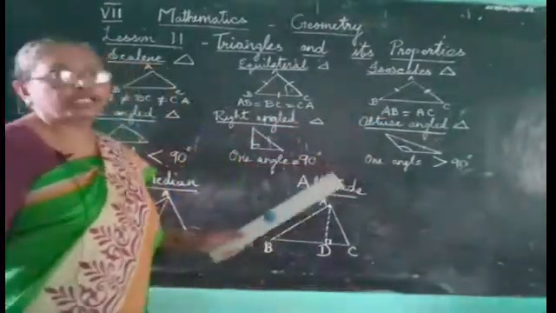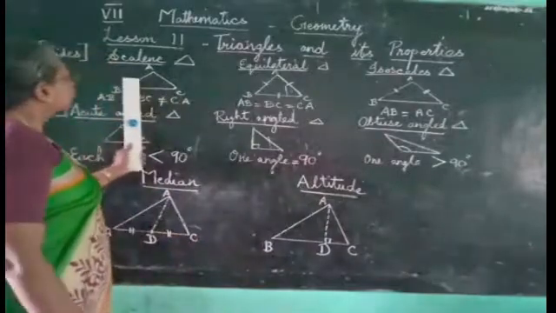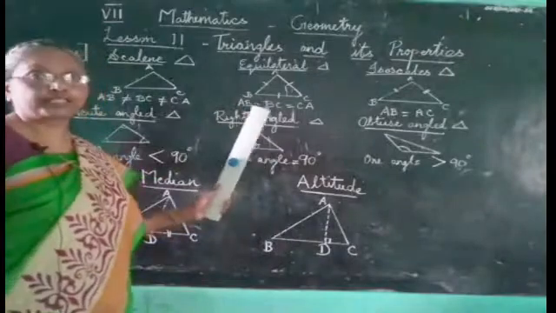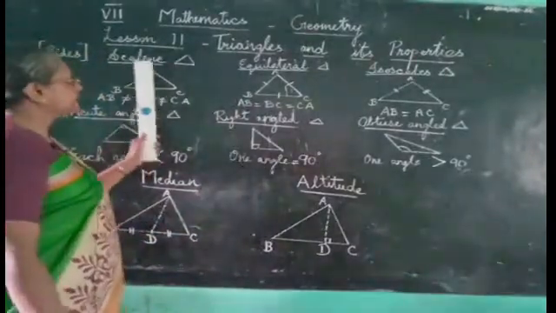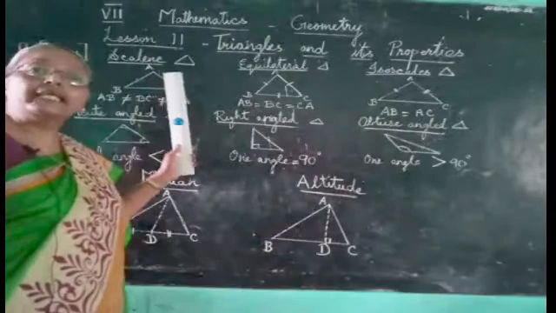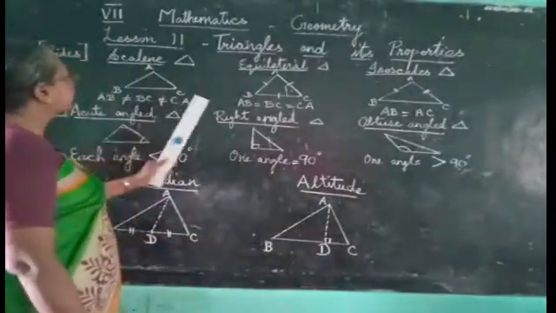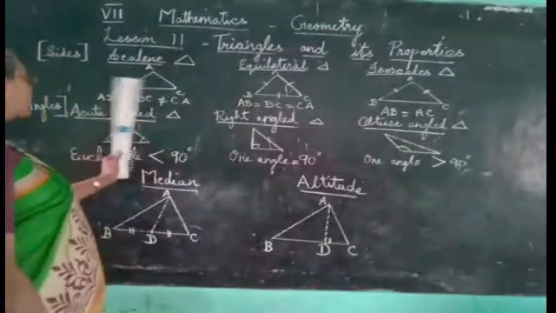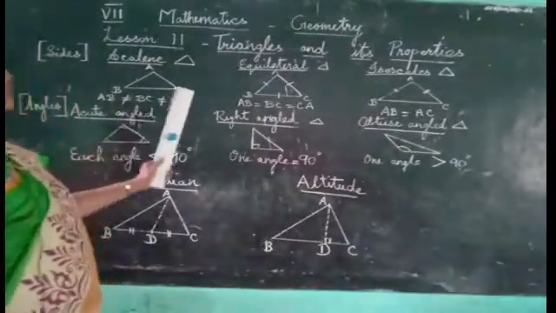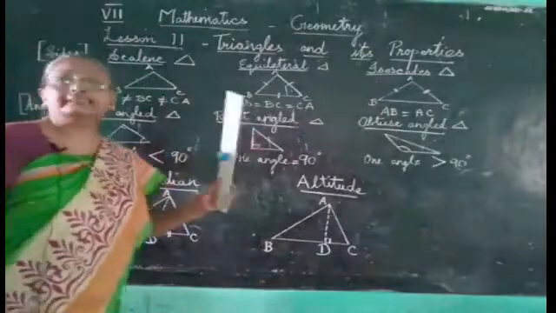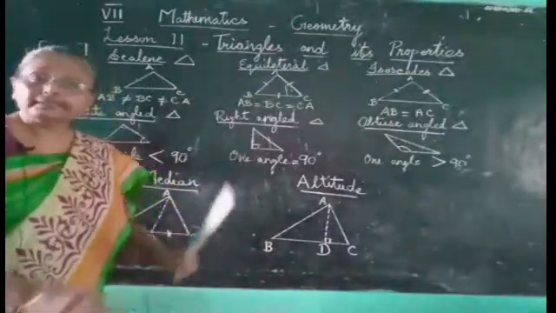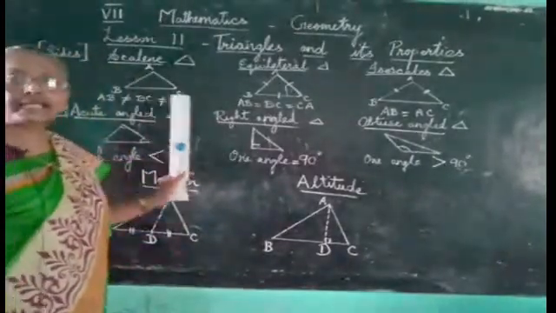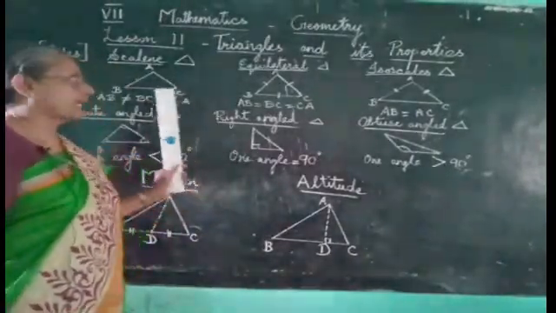What is a scalene triangle? When the sides are not equal, all the 3 sides are different, then that triangle is called a scalene triangle. Suppose I take a triangle ABC in such a way that AB is not equal to BC is not equal to CA. Each side is of different length. Then such a triangle is called a scalene triangle.